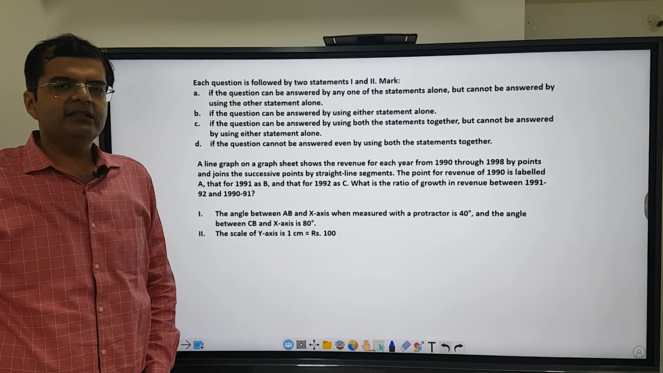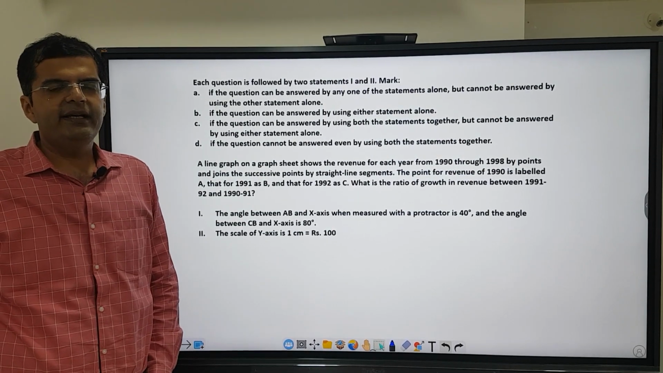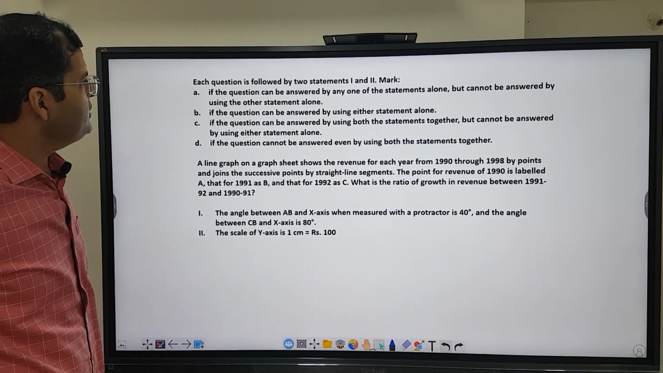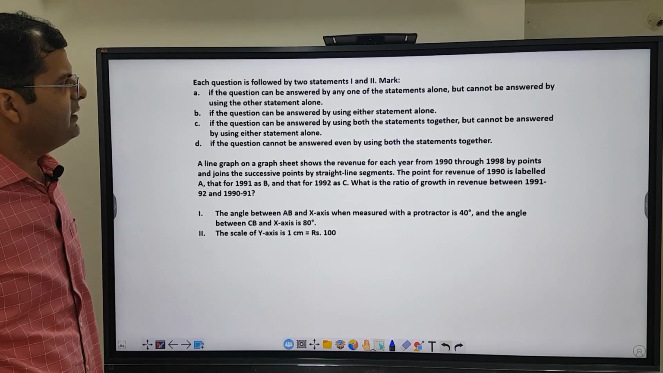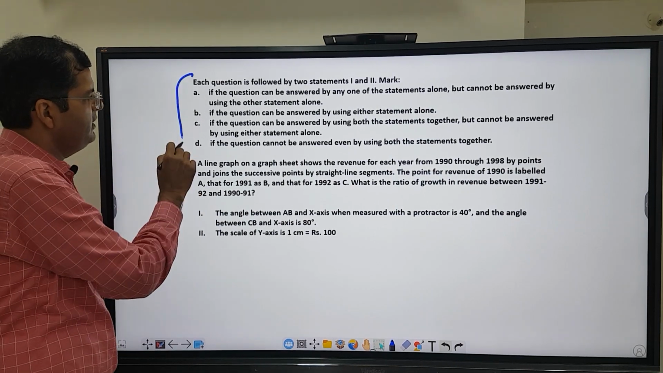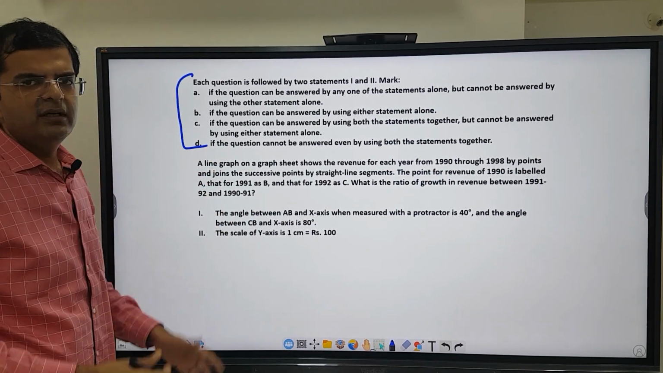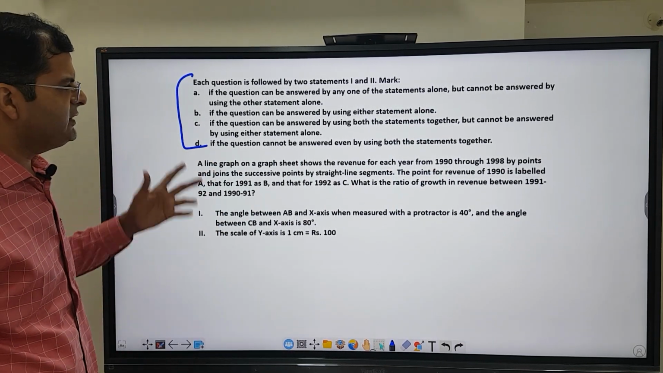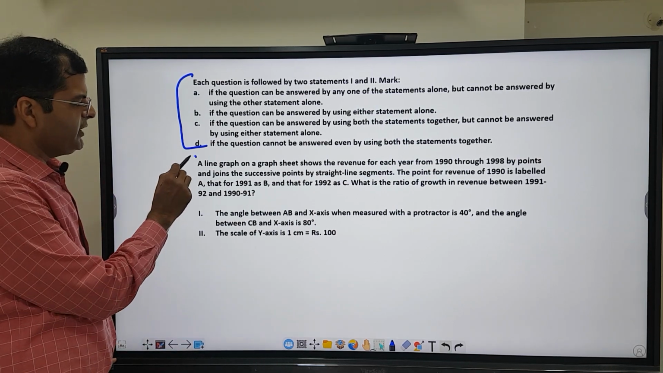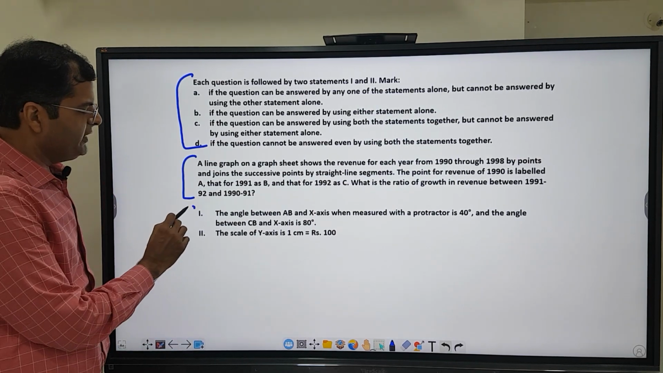So this is the data sufficiency question from the CAT 1999 paper. The question says each question is followed by two statements, mark 1 and 2. So basically it is giving me the instruction about the data sufficiency part. In data sufficiency there will be a question like this, and there are two statements.